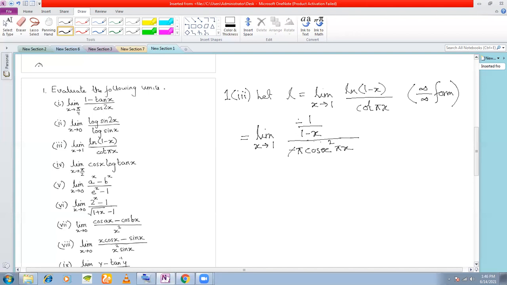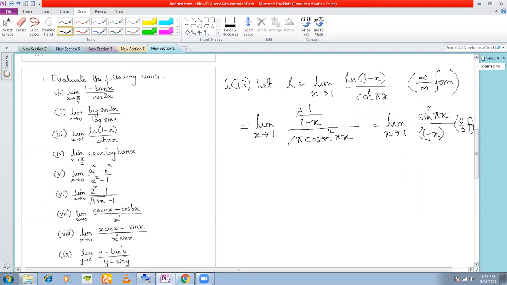So here, these two negative signs will cancel. And if I convert cosec to a sine, then I'm going to get sine square pi x divided by 1 minus x. Now, if you put x equal to 1, again you will get a 0 by 0 form. Pi is still there in the denominator: pi into 1 minus x.